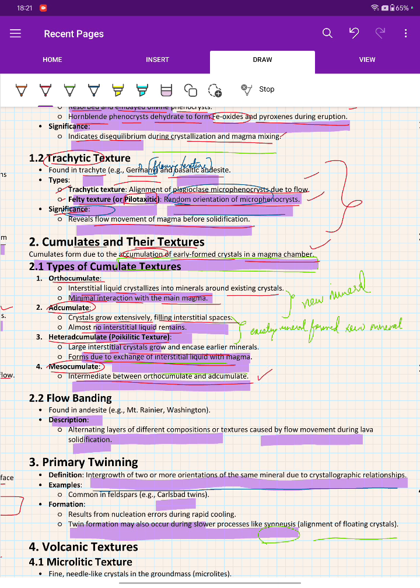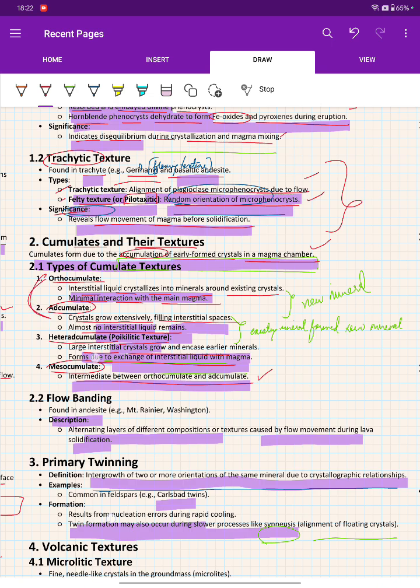So what you have to take as key points out of it is, in orthocumulate, the interstitial liquid crystallizes into minerals around the existing crystal. Now there's a minimal interaction with the main magma. Adcumulate, the crystals grow extensively and they fill the interstitial space. Almost no interstitial liquid is there. Heteradcumulate poikilitic, we know that large interstitial crystals encase the earlier minerals, and it forms due to the exchange of interstitial liquids with magma. Now mesocumulate is the intermediate between the orthocumulate and the adcumulate.